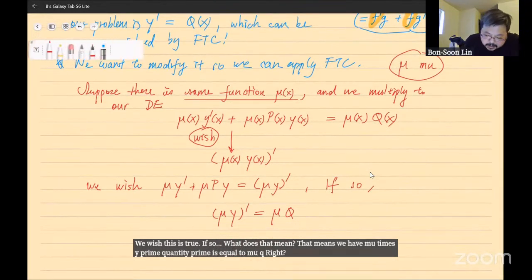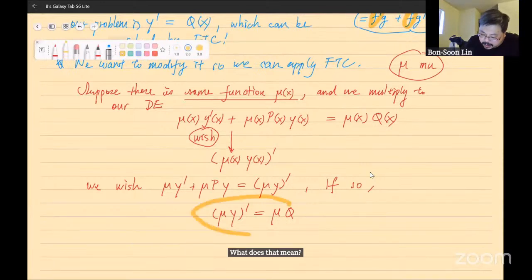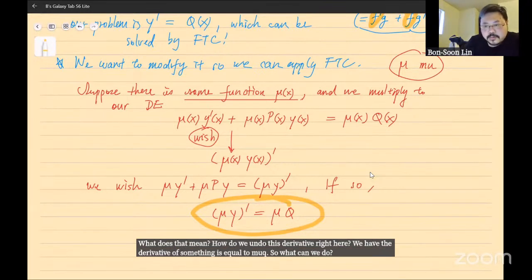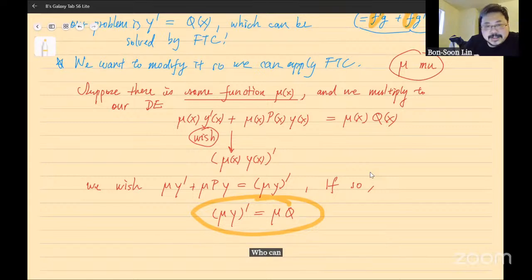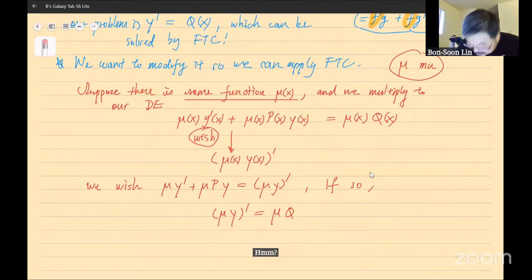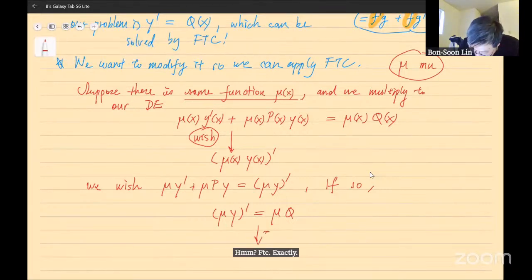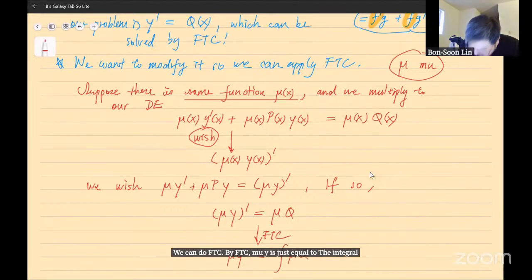What does that mean? How do we undo this derivative right here? We have the derivative of something is equal to mu q. So what can we do? We can use integration. How do we solve for it? FTC? FTC, exactly. We can do FTC. By FTC, mu y is just equal to the integral of mu q.